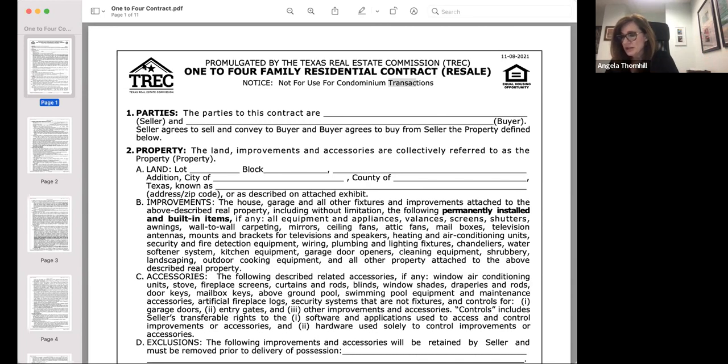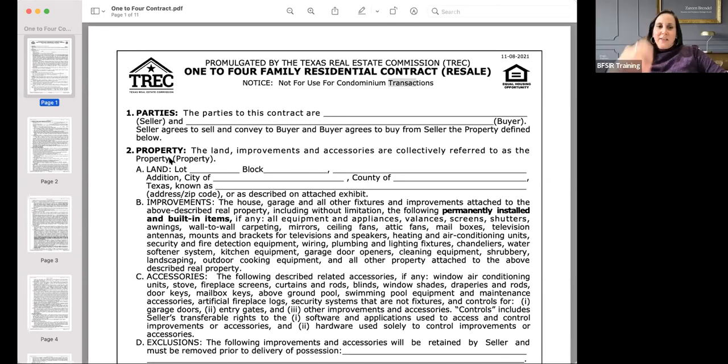The second section is the property description, and always be extra careful here because this is the legal description and this is how title is pulled. On Netris, they'll write it in there, but again, that's easily mistyped, so do a quick search of the tax rolls to make sure you've got the lot and block number and subdivision correct.